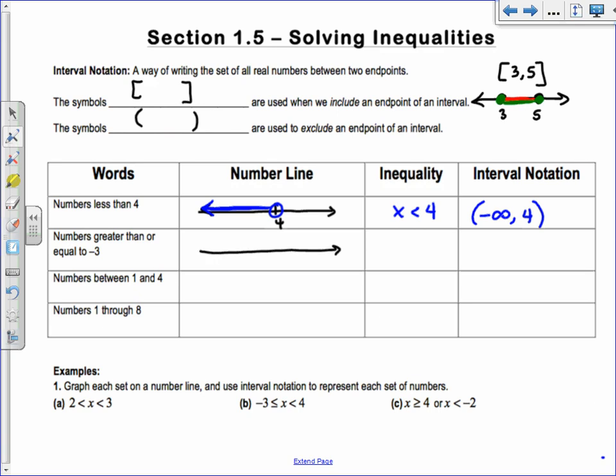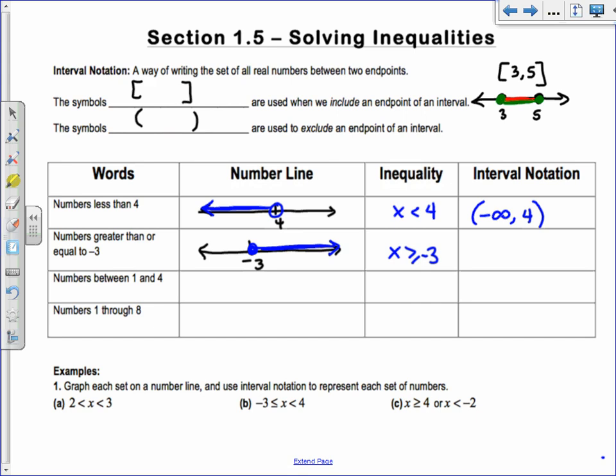All right, so numbers greater than or equal to -3. Now we have our number line, and we have -3 on it, and we want everything greater than or equal to -3. Since it can be equal to -3, we're going to fill in the circle, and we're going to shade to the right, greater than. So basically we have x values that are greater than or equal to -3.